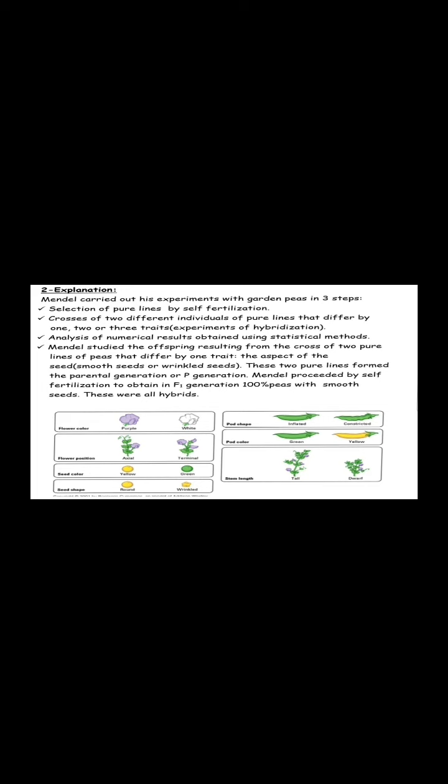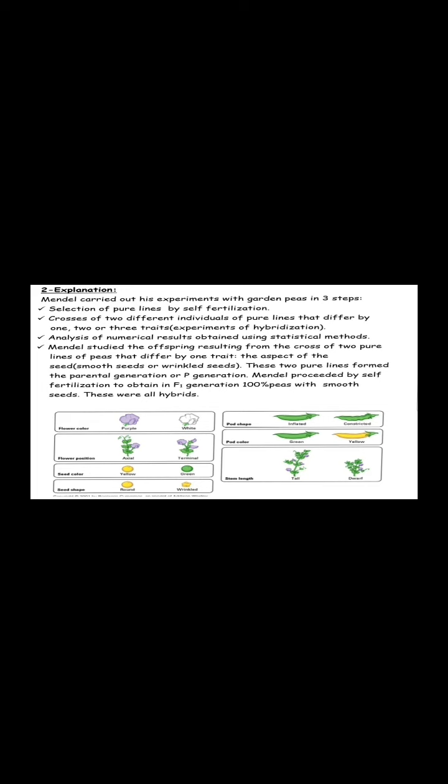I will repeat. He selected 2 kinds of peas, smooth peas and wrinkled peas. These peas were all identical except for the aspect of the layer. One is wrinkled and the other is smooth, so they differ in one trait. When we cross two things that are identical but differ in one trait, we call it monohybridism. Then he analyzed the numerical results obtained using statistical methods.